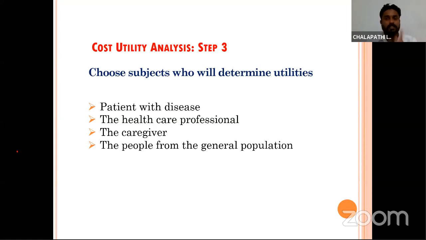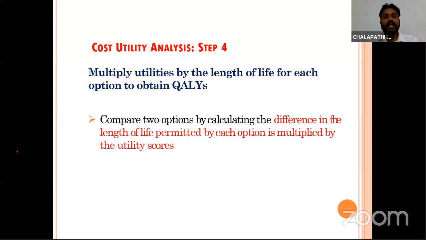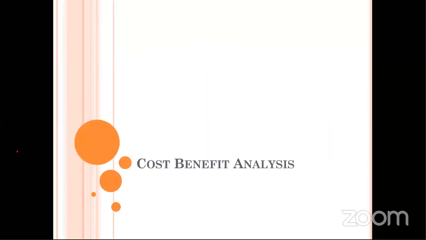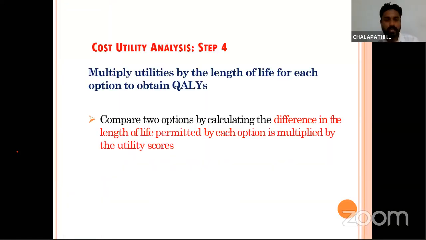Once you fix which utility you are taking, you will be calculating the QALY, and once you calculate the QALY, you will be doing an ICER, and finally you will be deciding whether you should go with that intervention or not. Here I'll give you an example, or else I will take you to another slide.